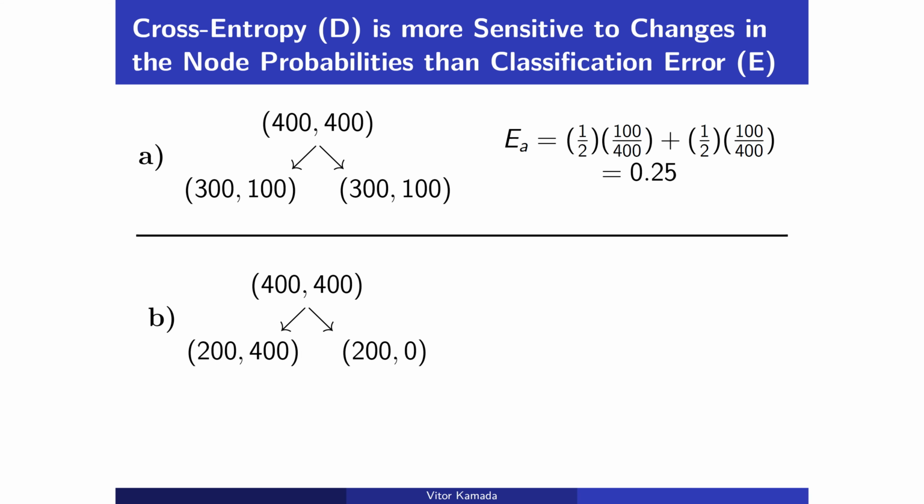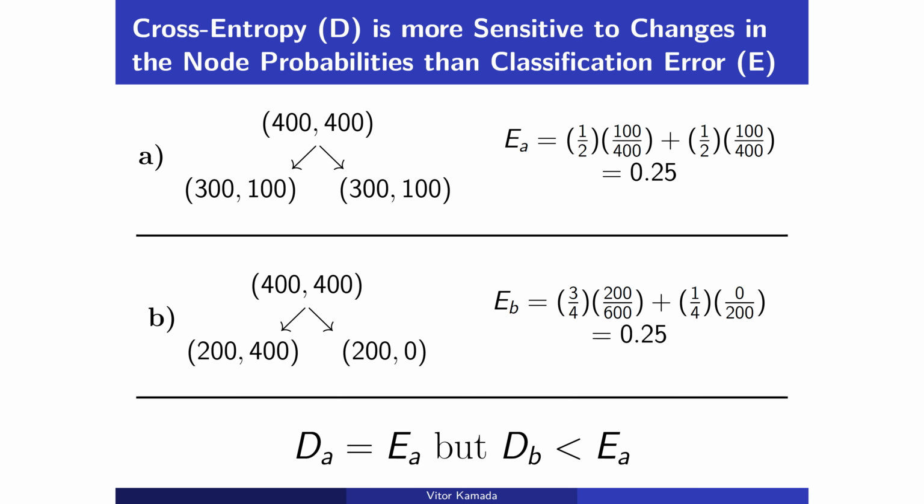Now let's assume the same example, but the variable splits the node into 200 and 400 on one side, and 200 and 0 on the other side. See that the second side is perfectly pure. Whether it is a dog or a cat, they are perfectly classified. However, the classification error is still 25%. It doesn't matter if one side of the tree is perfectly classified.